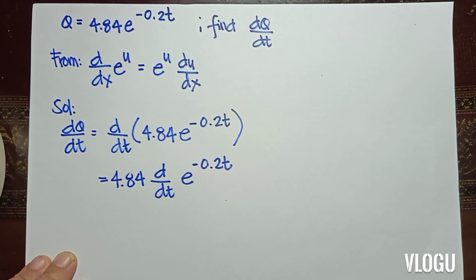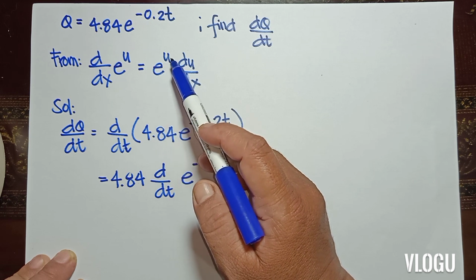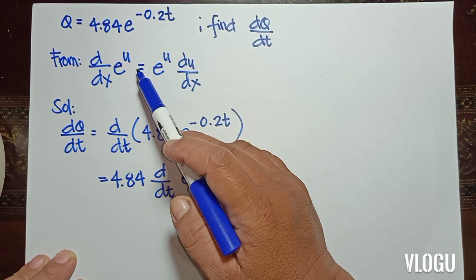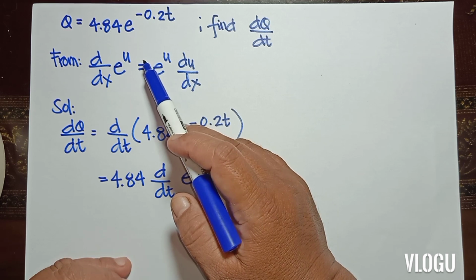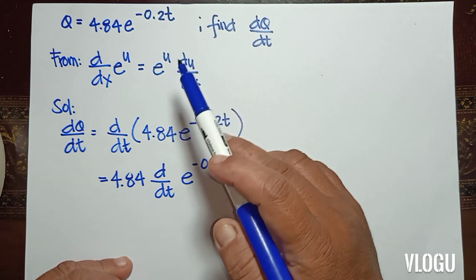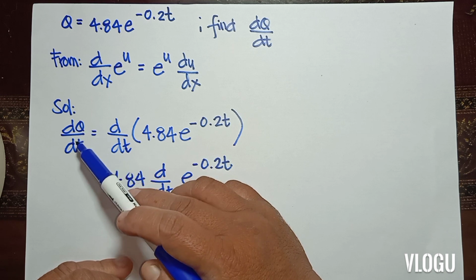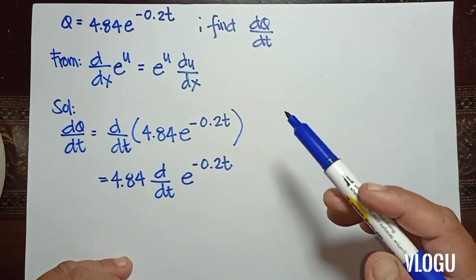So the next example, we have q is equal to 4.84 e raised to negative 0.2t. We are going to find dq over dt. From the formula that we have discussed a while ago, the derivative of e to the u is equal to e to the u du dx. So this is a form of e to the u. In this example, our variable is t with respect to time, so we have the derivative of q with respect to time.